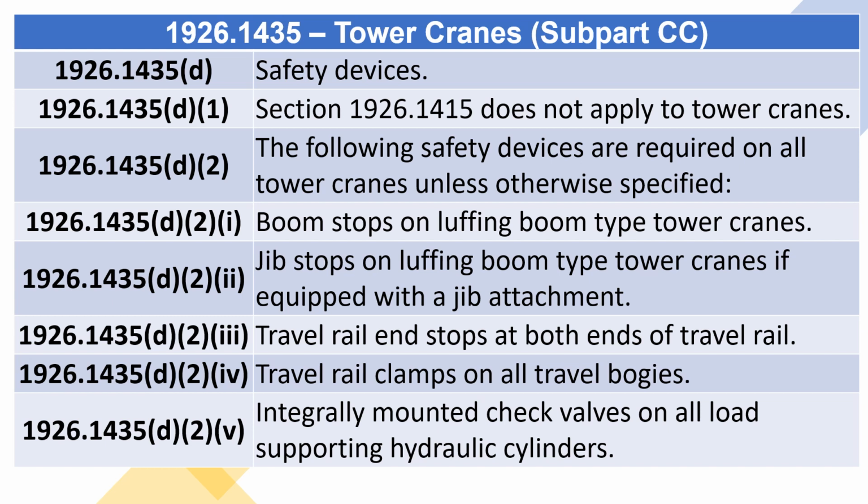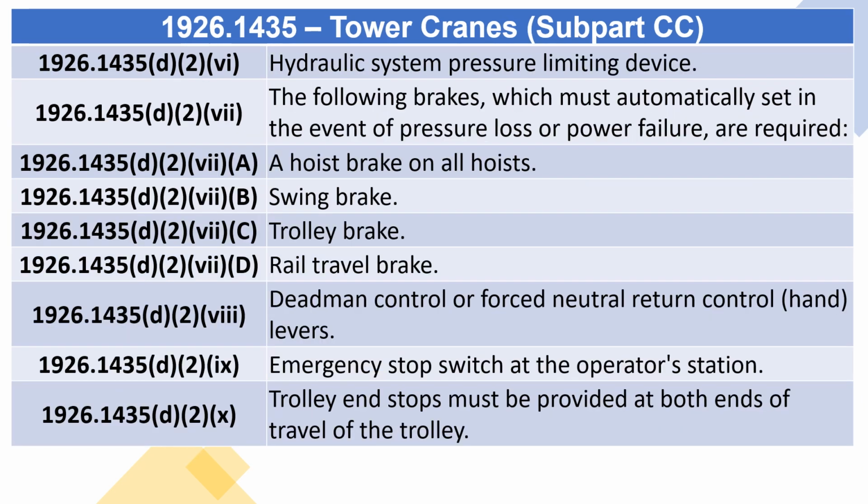Travel rail end stops at both ends of travel rail. Travel rail clamps on all travel bogies. Integrally mounted check valves on all load-supporting hydraulic cylinders. Hydraulic system pressure limiting device. The following brakes, which must automatically set in the event of pressure loss or power failure, are required: a hoist brake on all hoists, swing brake, trolley brake, rail travel brake.